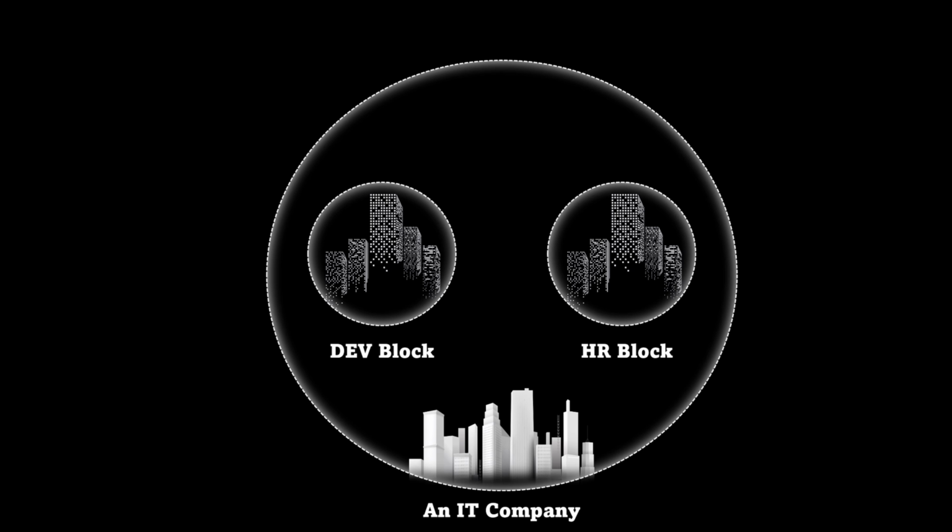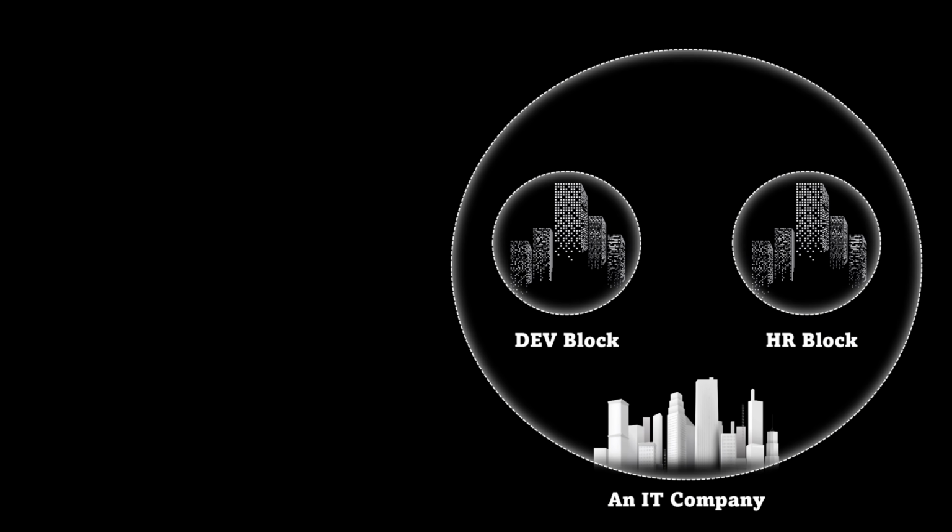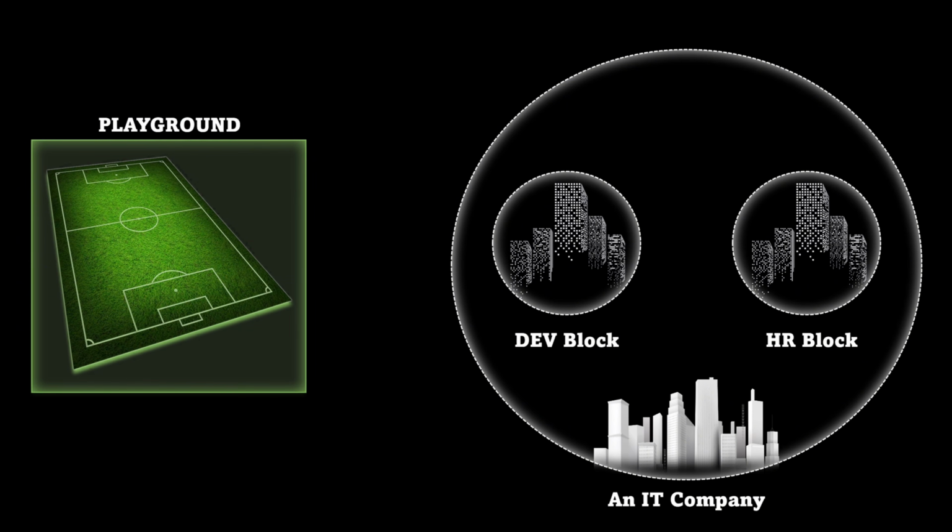Okay, now let's add something interesting to this picture. Imagine there is a playground next to the IT company. This playground is outside the premises. It does not belong to the company. The playground is open to the public and has a public path, and anyone can use it, not just the employees. So if the employees of the company want to go to this playground, they must leave the company premises and go through the public path.